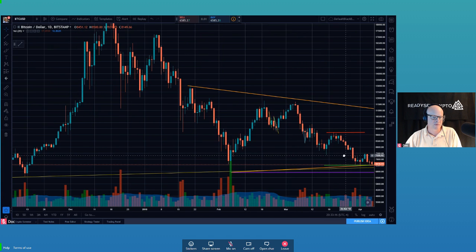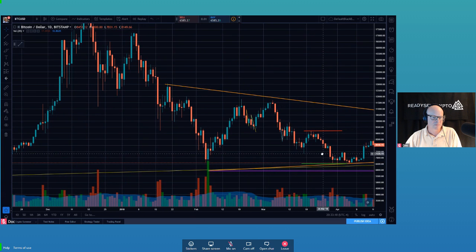And so I'm going to have to move these along. Okay, so here's the swing high, and here's the swing low in the green. So we're going to move that along. Sorry for all the trend lines here.